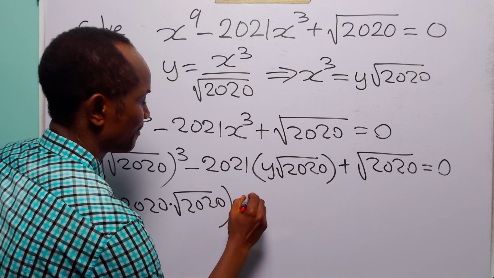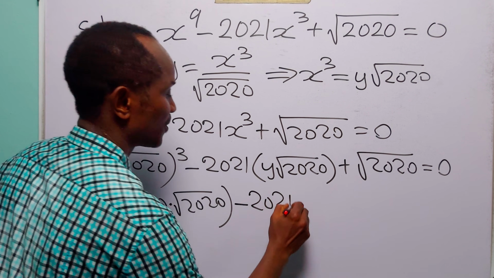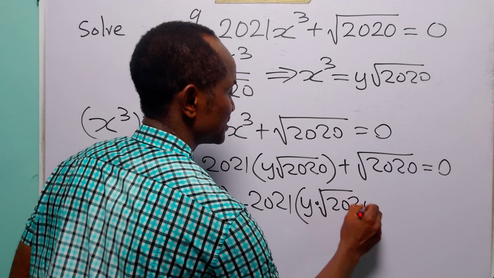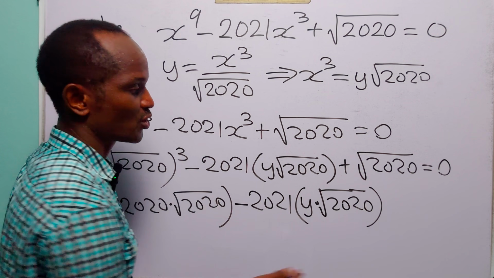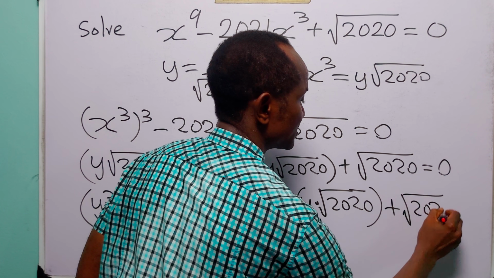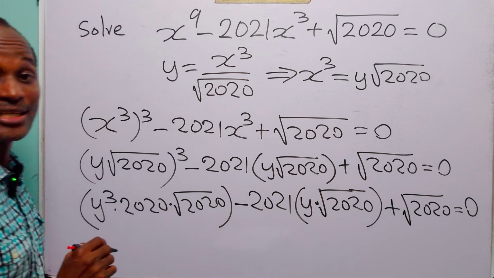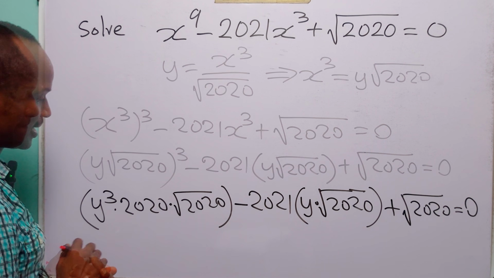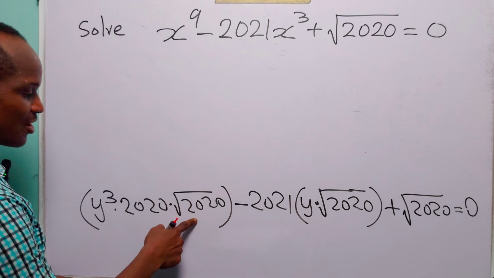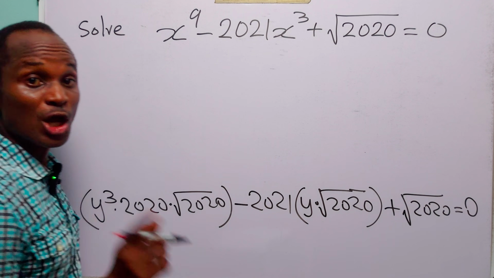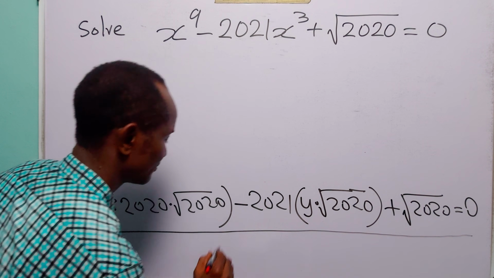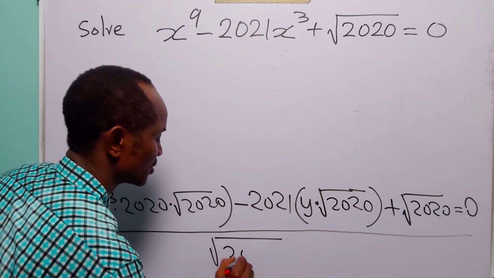Here we have minus 21 times y times root 20. And of course, the constant term is still root 20, and everything is still equal to 0. Now, when you look at these three terms, you're going to see a common factor, which is root 20. So we can divide through this equation by the square root of 20.